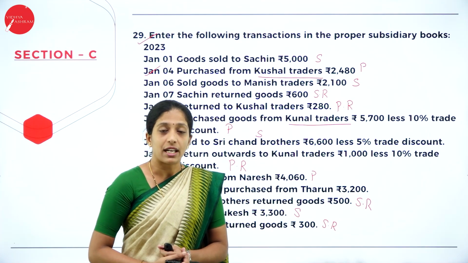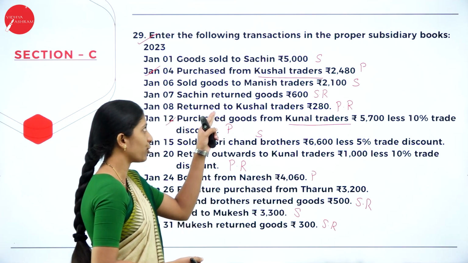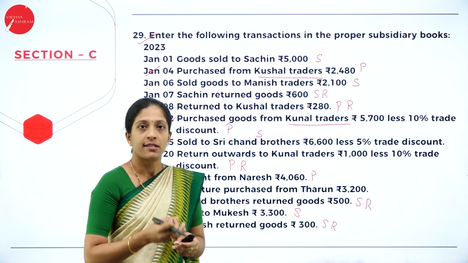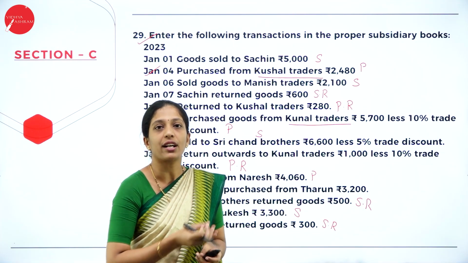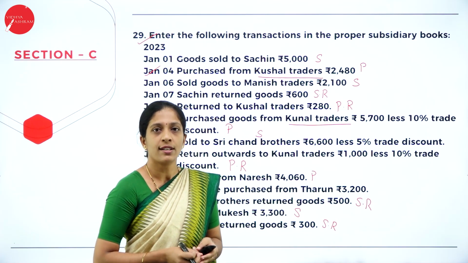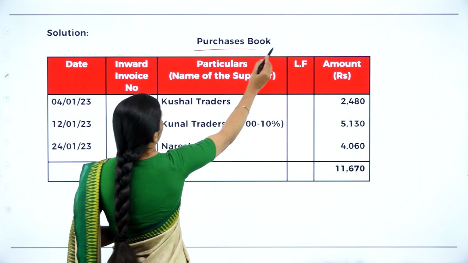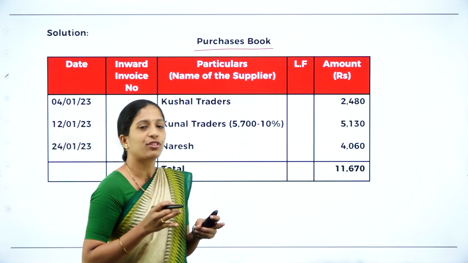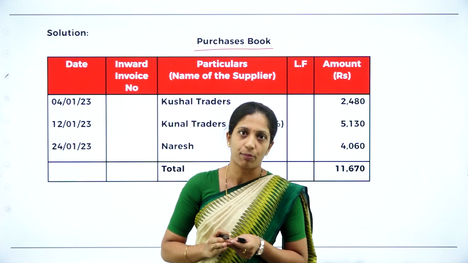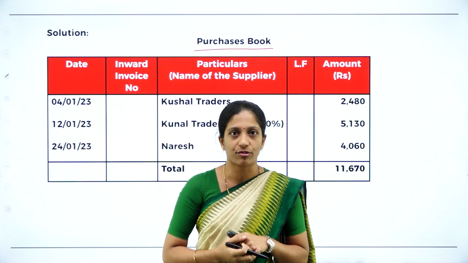Now already we have identified where the transactions have to be recorded in the relevant subsidiary book. That is, we have purchases book, sales book, purchase return, sales return, and we have to prepare one more subsidiary book, that is journal proper. Now we shall start with your purchases book. In the subsidiary books, you just have to know the format of all the subsidiary books, what are the columns required and what type of transactions you have to record.